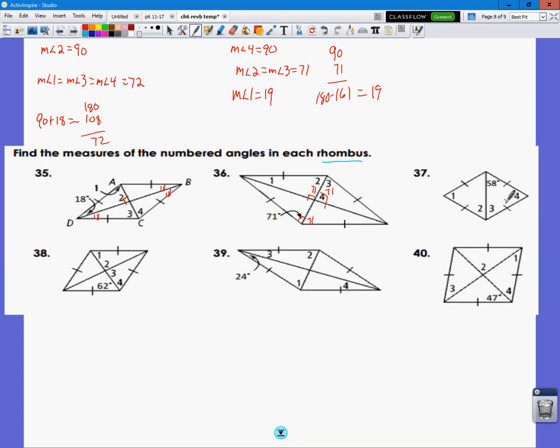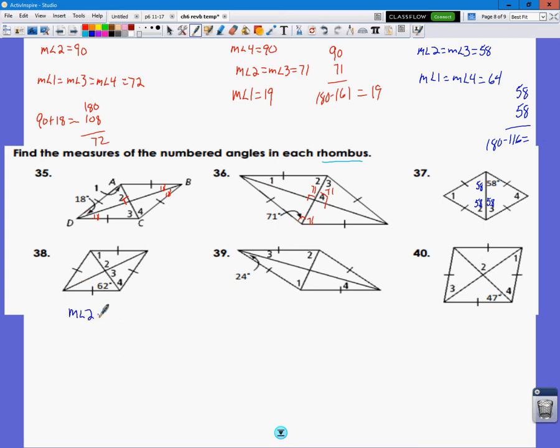Number 37. Here they didn't draw in both diagonals, but I do know that diagonals bisect opposite angles. So if this is 58, this is 58, 3 is 58, 2 is also 58. So angle 2 is equal to angle 3, both 58 degrees. Angle 1 is going to be equal to angle 4 because they are opposite angles. And if I've used 58 and 58, I've used 116 degrees out of 180 degrees in a triangle. So the remaining angles would be 64.